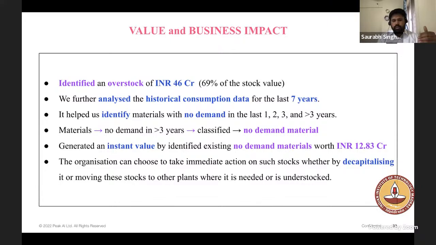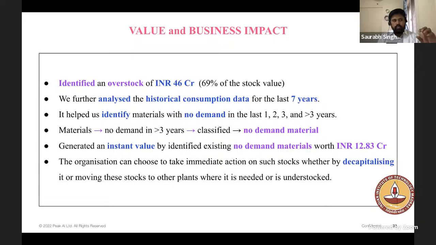We have also done some historical consumption data analysis, and it further helped us identify those materials which have no consumption history in the last 1 year, 2 years, 3 years, and more than 3 years. So we filtered out all those materials which have no consumption history for more than 3 years. That means those spares have been lying in the inventory for more than 3 years without any consumption. So we classified those materials as no demand or zero demand material. The value of such material was approximately 13 crore rupees out of that 67 crore rupees.